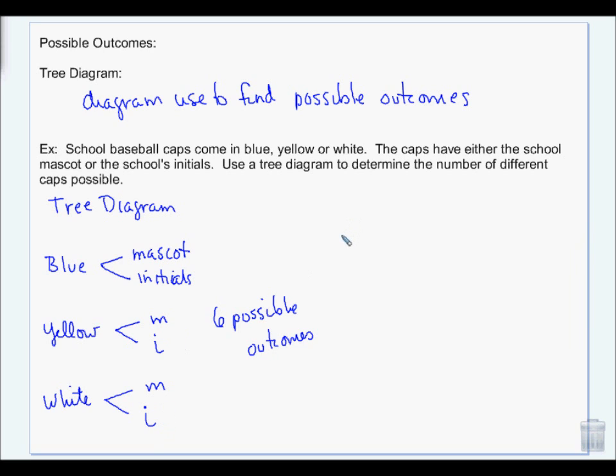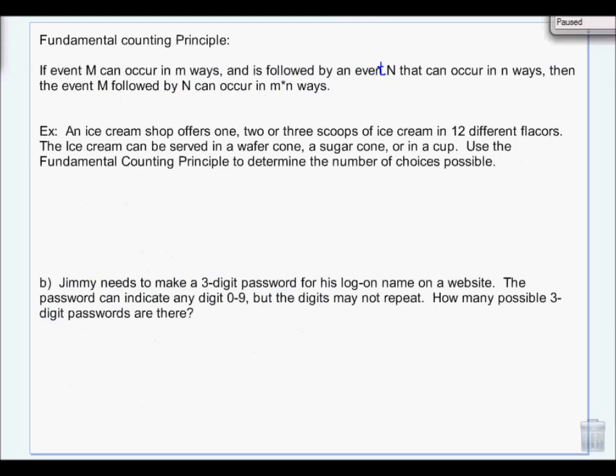Now a tree diagram, if it's something small like this, that's pretty simple. But if you're looking at larger choices, larger options, the tree diagram is not always the best method to use. So hold on one second. The principle says, okay, so you take all of your possibilities, you multiply them together.